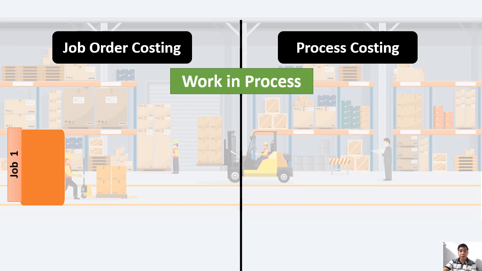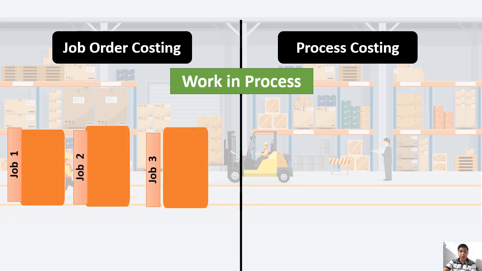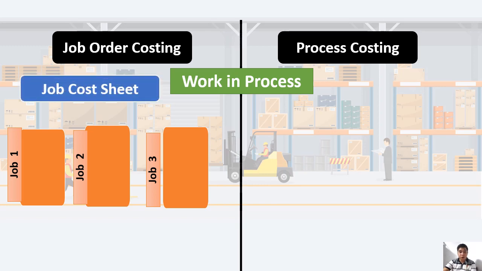So, let's say for example, meron tayong 3 jobs. So, meron tayong work in process for job number 1, job number 2, and we also have for job number 3. So, for each job, ang subsidiary ledger, ang tawag po natin doon ay job cost sheet. So sa job natin, diyan natin nilalagay lahat ng manufacturing cost bago natin yan i-transfer dun sa finished goods inventory.